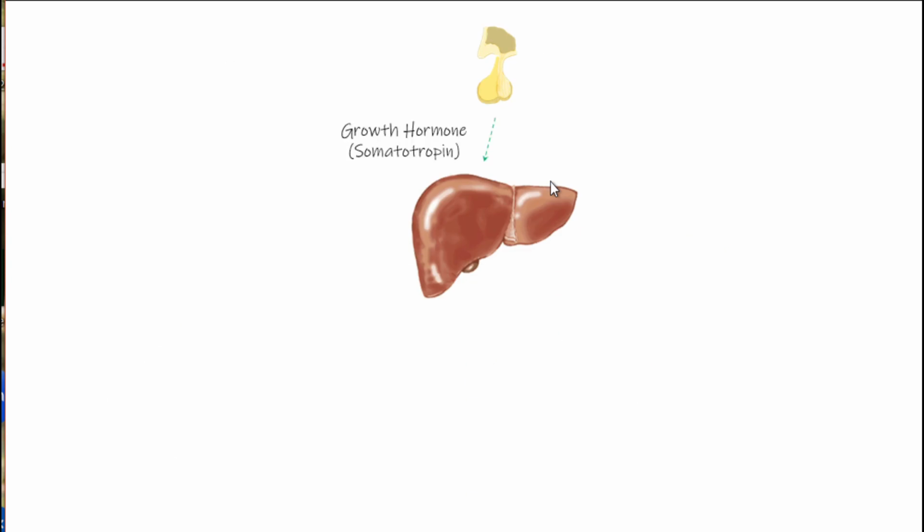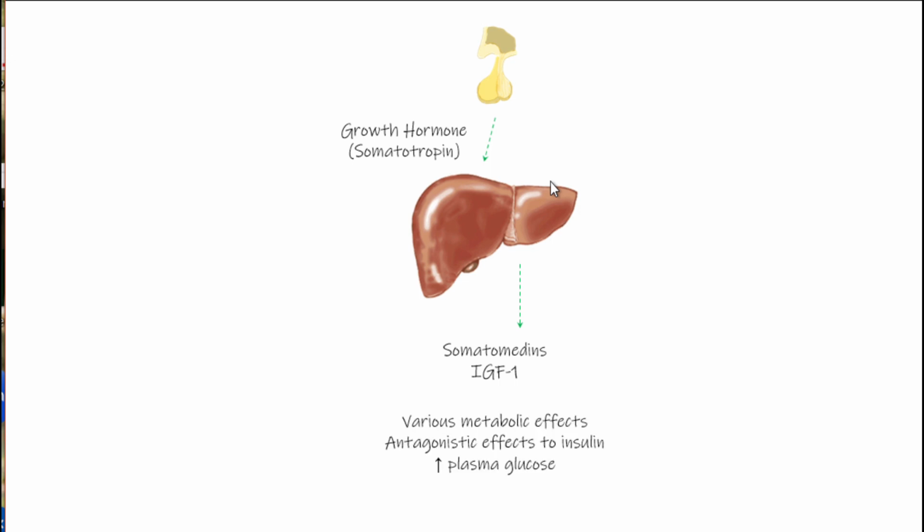So first we're going to see growth hormone go into the liver, and there it will result in the production of somatomedins. And again, we're going to focus on IGF-1, or insulin-like growth factor 1. IGF-1 has various metabolic effects. The ones we're going to focus on are its relationship to the function of insulin, and it seems to be antagonistic with regards to its effects on insulin. So growth hormone will cause an increase in plasma glucose.